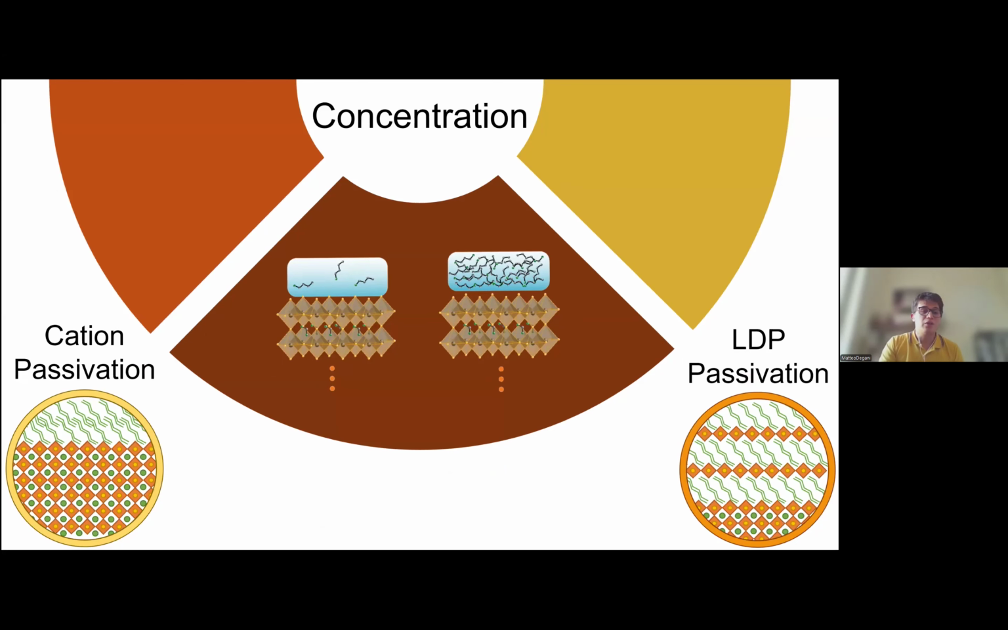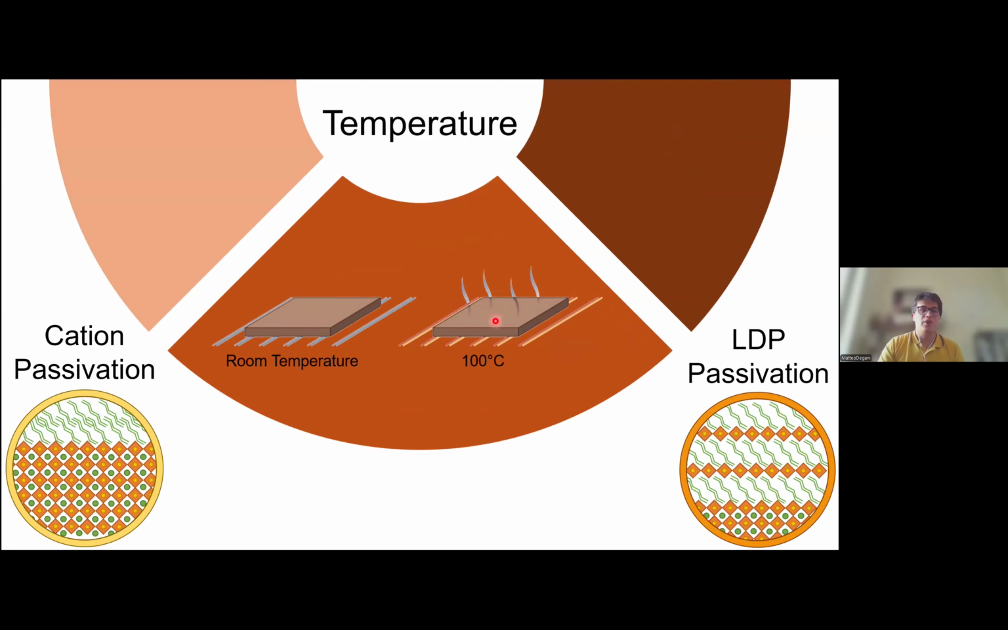The second factor is the temperature. Performing a deposition at room temperature without an additional annealing step, you get the cation passivation. Meanwhile, performing this additional step, you are giving the activation energy and helping the formation of a low-dimensional perovskite.